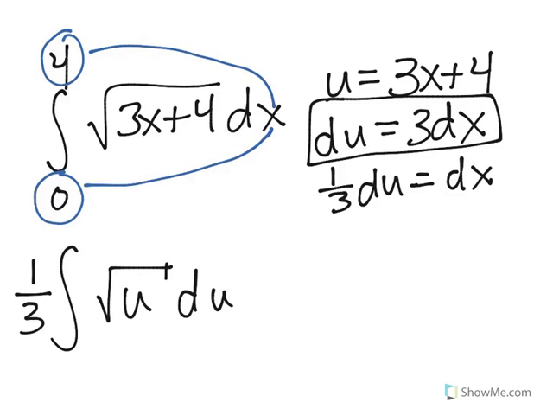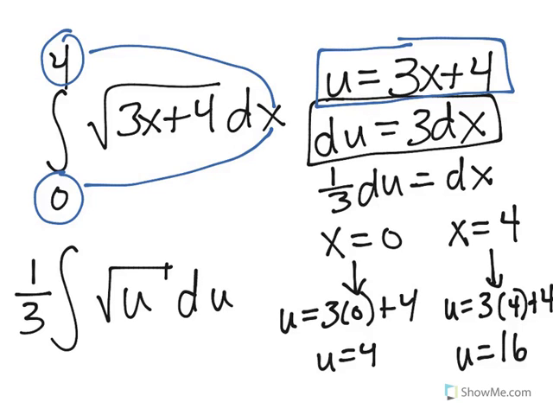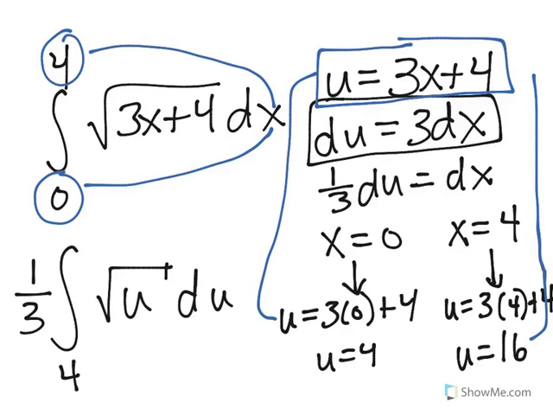So we're going to utilize this u equation that we have from before in order to figure out what our new limits of integration are in terms of u. If we plug those values, x equals 0 and x equals 4, into the u equation, then we find that the new lower limit is u equaling 4, and the new upper limit is u equaling 16. So our new integral is 1/3 times the integral from 4 to 16 of the square root of u du.